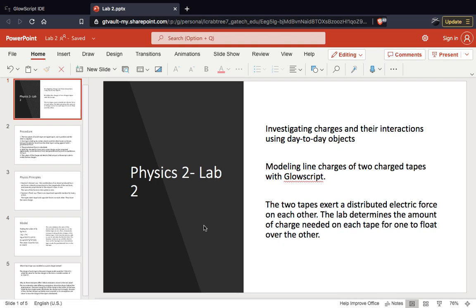Hello. This lab will investigate the charges of two pieces of tape and their interactions. So this lab will model line charges of two charged tapes with GlowScript. The two tapes exert a distributed electric force on each other, and so the lab determines the amount of charge needed on each tape for one to float over the other.